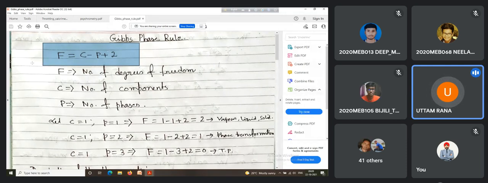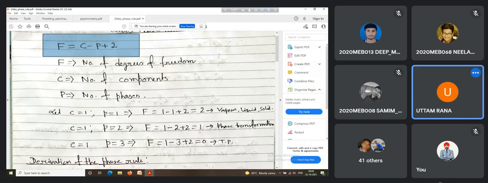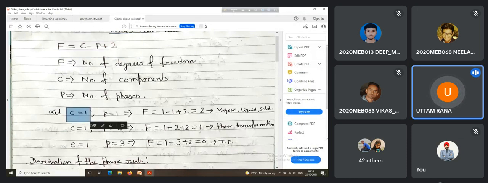So what are the different terms in this expression of the Gibbs phase rule? F stands for the number of degrees of freedom, C is the number of components, and P is the number of phases. So let us think of a system, water. Let us say we have pure vapor in the superheated region, or pure liquid in the subcooled region. So what is the number of components? C is equal to 1 because there is only 1 chemical species.